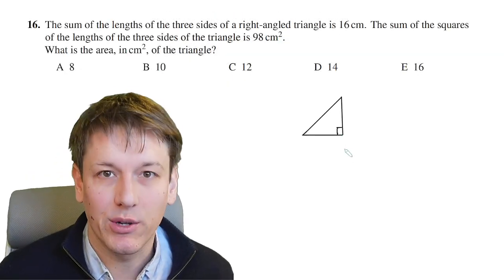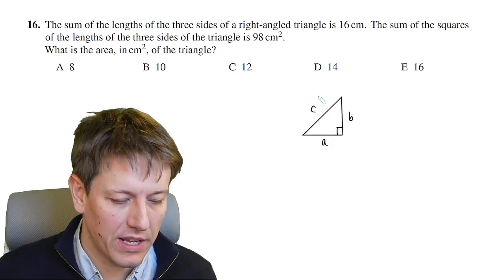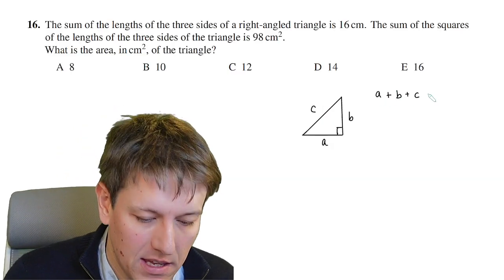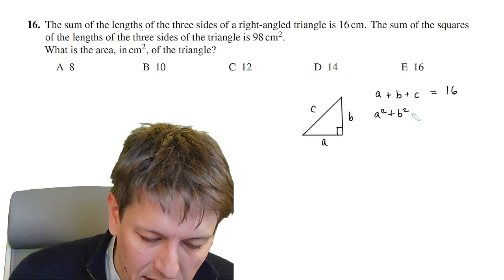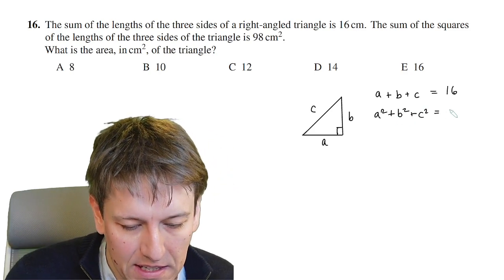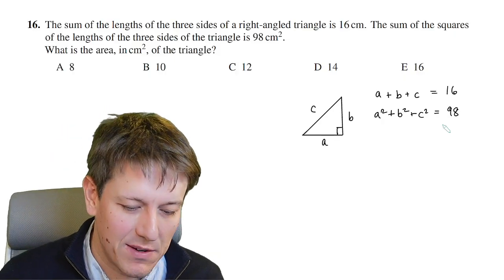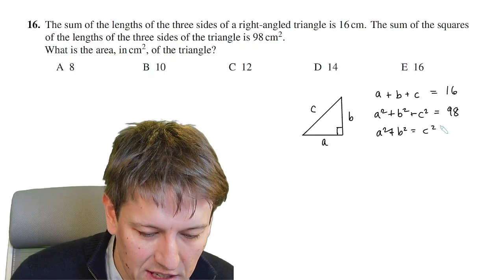Okay, so let's draw a right angle triangle and call the side lengths A, B and C as we usually do. We're told here that the sum of the side lengths, A plus B plus C, is equal to 16, and that the sum of the squares of the side lengths, A squared plus B squared plus C squared, is equal to 98. Now as soon as we see sums of squares, we have Pythagoras' theorem in mind, that tells us that A squared plus B squared equals C squared.